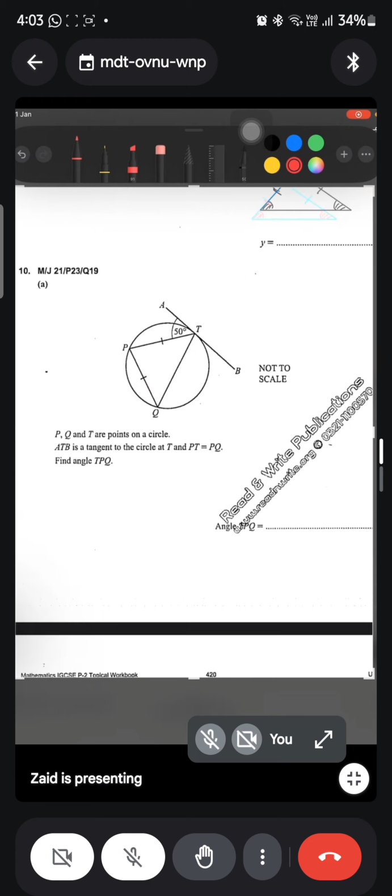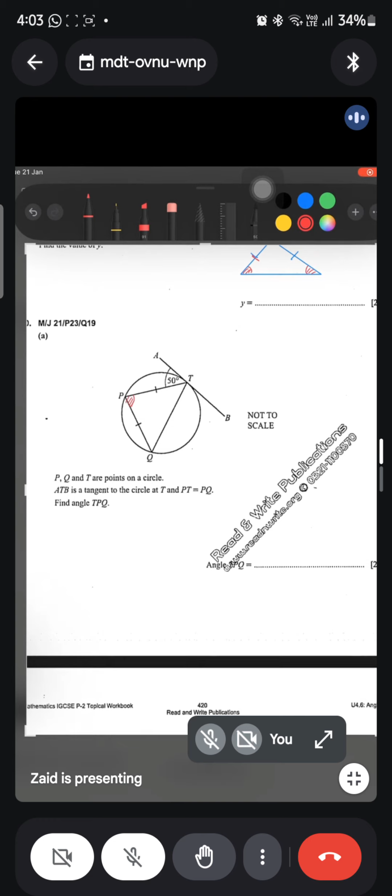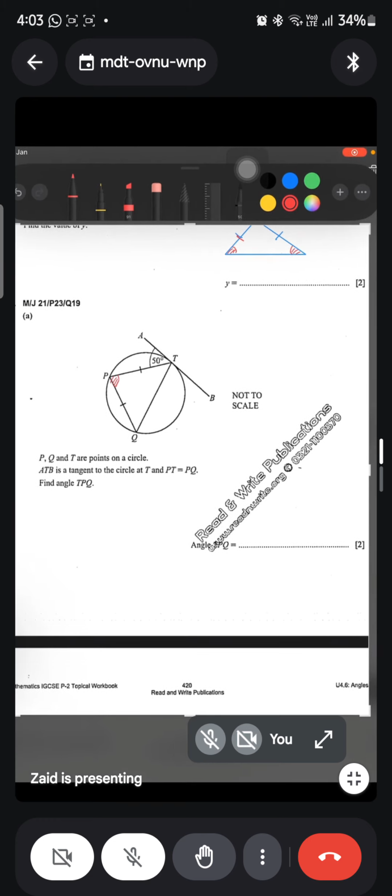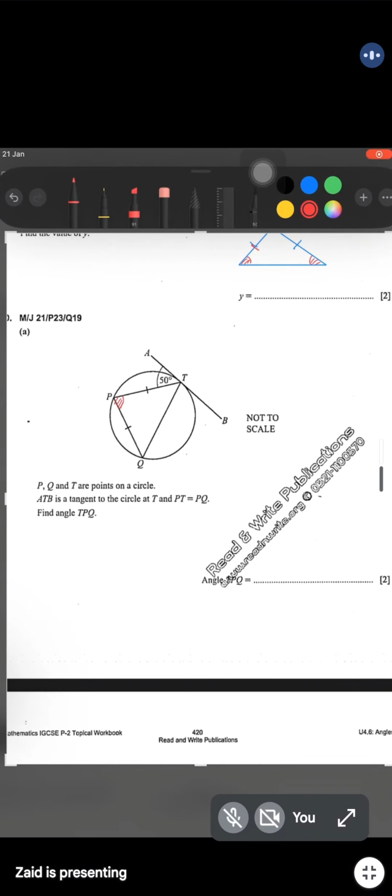Next, we have to find angle TPQ. Angle TPQ is this one. There is no mention of the diameter or the radius. They've just given you that P, Q, and T are points on a circle, and ATB is a tangent. Can anyone let me know what should be the value of angle TQP?